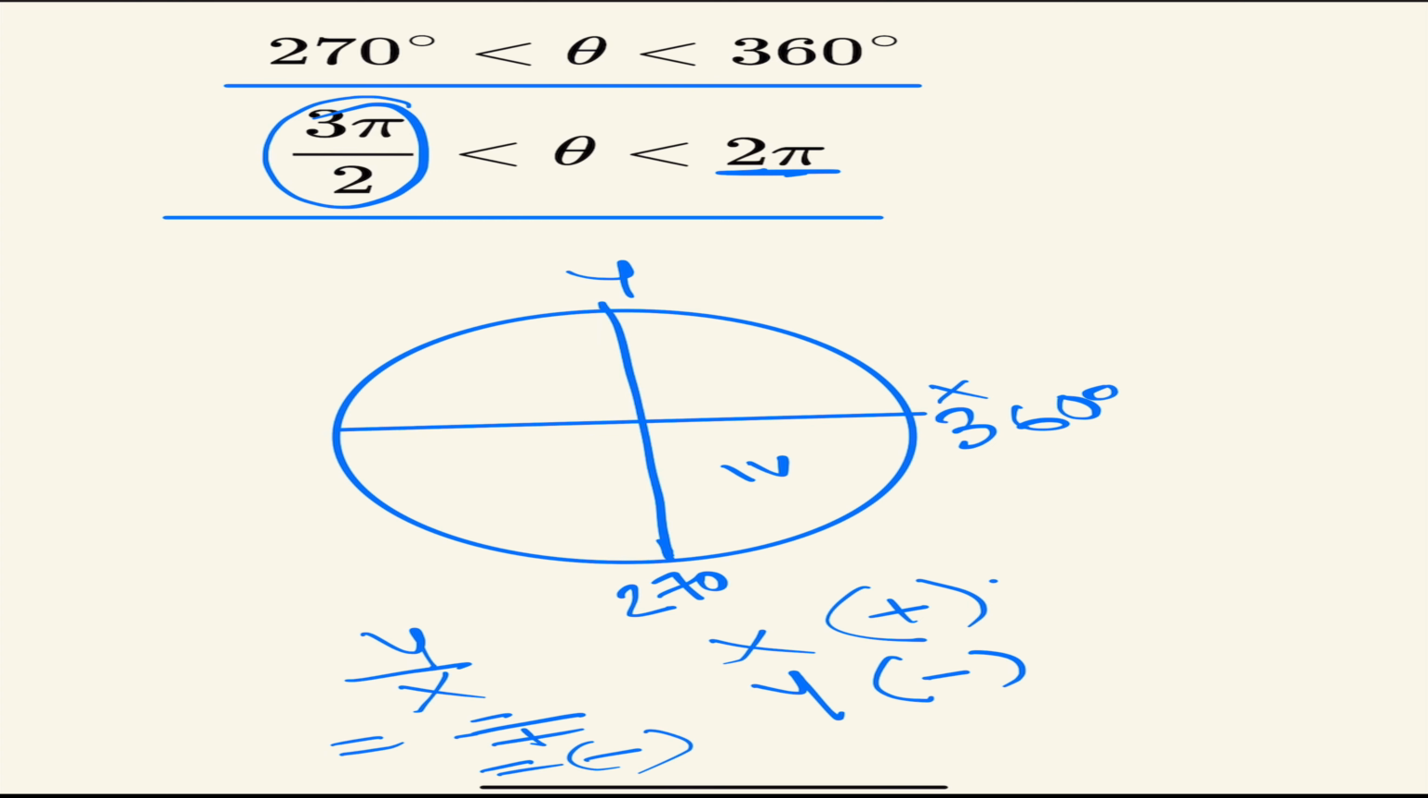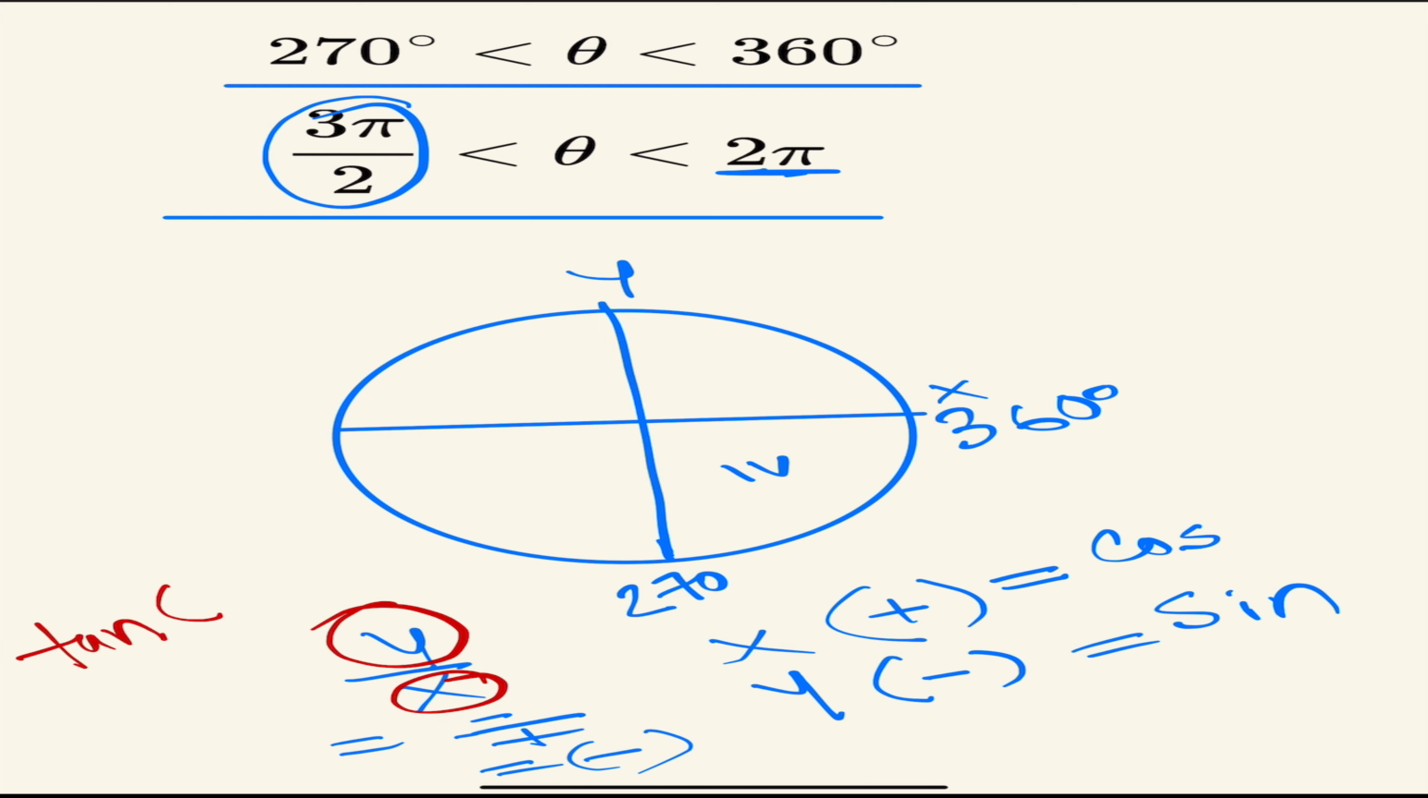So we know the x is cosine function, y is sine function. That means your tan function, y divided by x, sine divided by cosine, is going to be negative. Okay, sine function is negative, cosine function is positive, right? So tan function will be negative here. In the fourth quadrant, tan function is negative.